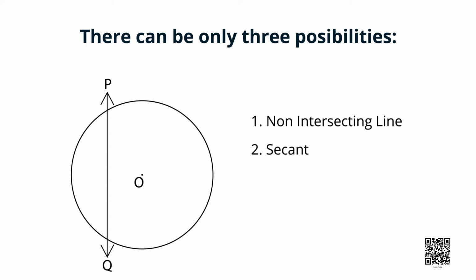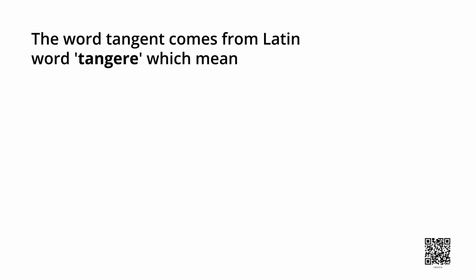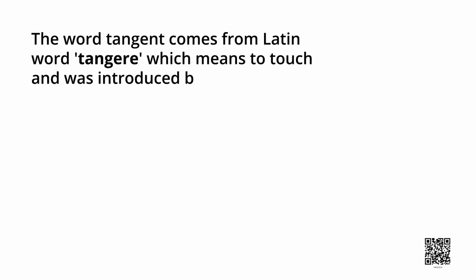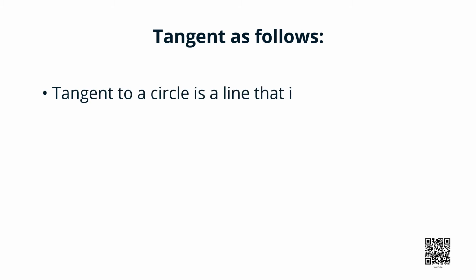Case 3, the line has just one point common to the circle. In this case, PQ is called a tangent to the circle. The word tangent comes from the Latin word tangere, which means to touch, and was introduced by the Danish mathematician Thomas Fincke in 1583. So children, we can define a tangent as follows. A tangent to a circle is a line that intersects the circle at only one point.